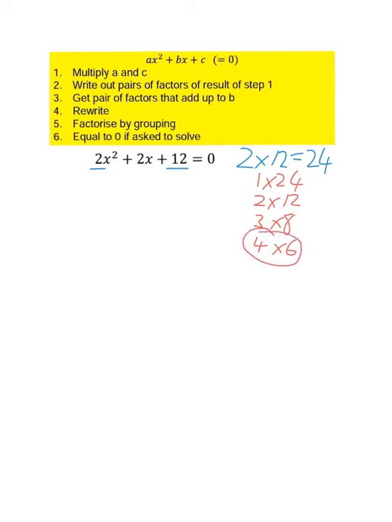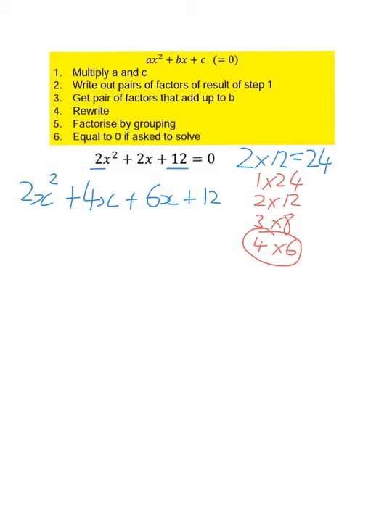So now, what we do now is we rewrite the question. So we have 2x squared. Now, look what happens here. So it's 4 and 6 are the factors we're picking. So it'll be plus 4x plus 6x. Now we still have the 12, so plus 12.